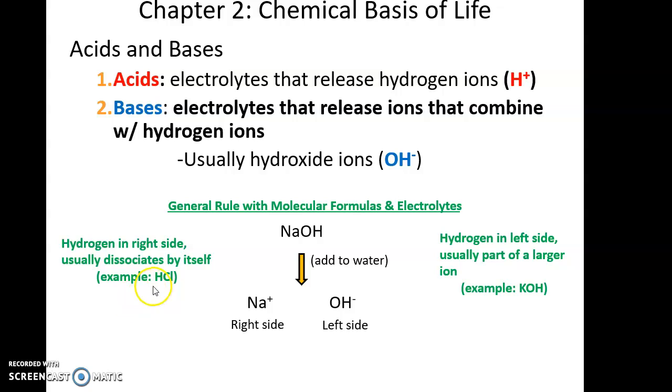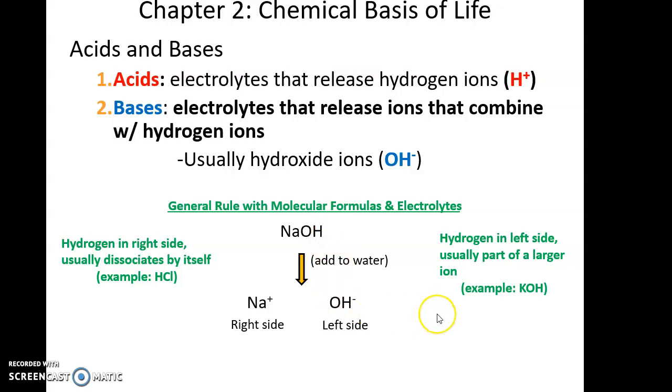So just so you know, in general, with the molecular formulas and electrolytes, the hydrogen, if it's on the right side, will dissociate and be a hydrogen ion all by itself. So hydrochloric acid, hydrogen's on the right, break it off. Now you got hydrogen ion and chlorine ion. And if the hydrogen is on the left side, it's usually part of some bigger ion. So sodium hydroxide, when it's dissolved, gives you the OH. Hydrogen is staying with the oxygen because it's on the left side.